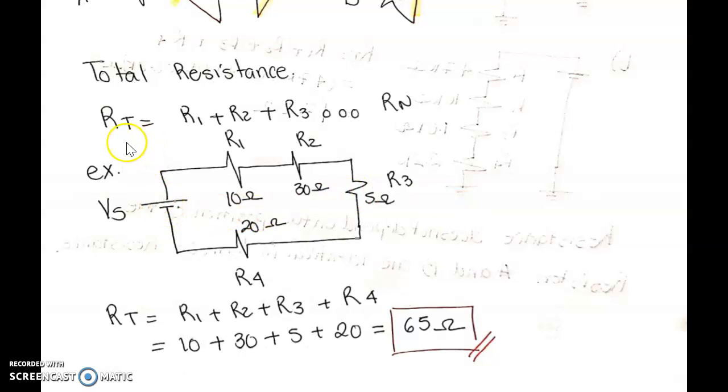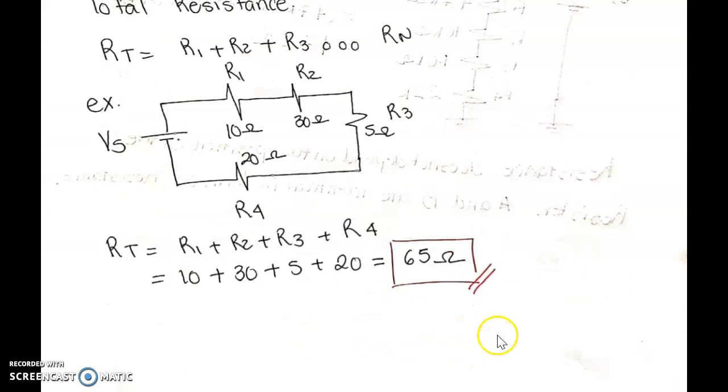The general form is that the R total, or the total resistance, is equal to the summation of each individual resistance, from R1 to Rn, whatever that number might be. So once we have the R total, we add them: 10, 30, 5, and 20. We're getting our total of 65.